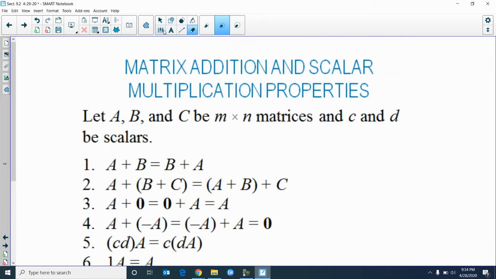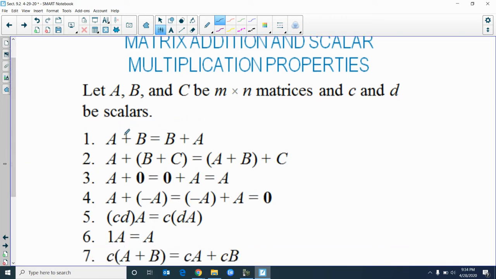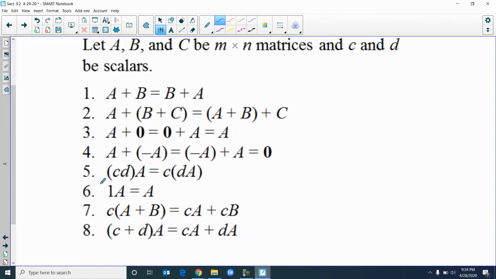Here are your rules. Not that you have to memorize these or anything, but just kind of going through here. A plus B is equal to B plus A. Okay, if you add those in, doesn't matter what order you add those in. Associative property also works. A plus 0 equals 0 plus A. So if you add the 0 matrix, you're just going to get back the same matrix. Okay, all these apply as with typical integers.